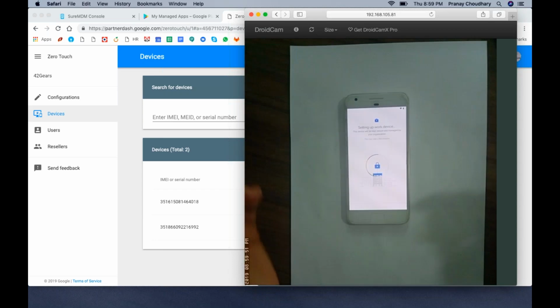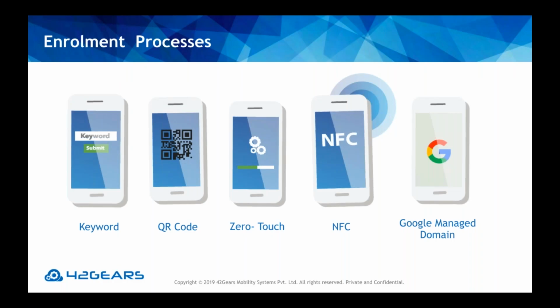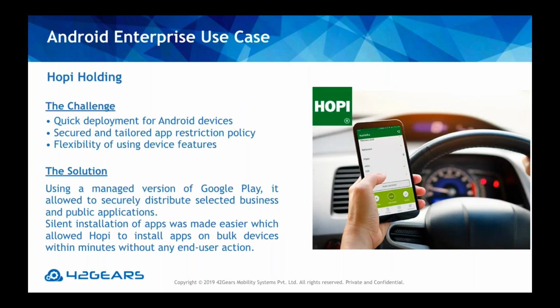Moving back to the presentation, let's see how one of our customers, Hoppy Holding, a logistics firm, leveraged Android Enterprise. In order to mobilize its workforce and improve productivity, Hoppy Holding decided to use Android smartphones in its supply chain operations. With the help of 42 Gears, Hoppy Holding was able to apply Android Enterprise management methods to enhance security and simplify deployment for IT pros.